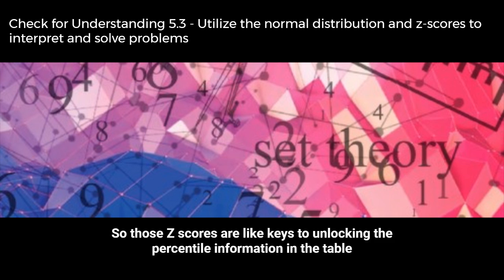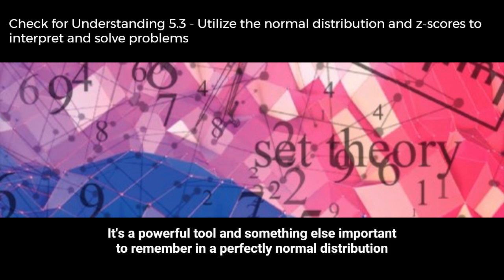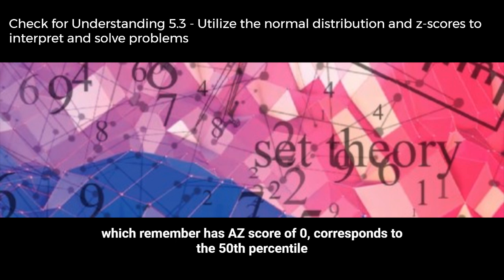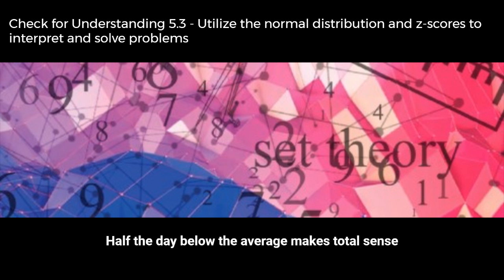Huh, so those z-scores are like keys to unlocking the percentile information in the table. Pretty cool. It's a powerful tool. And something else important to remember, in a perfectly normal distribution, the mean itself, which remember has a z-score of 0, corresponds to the 50th percentile, which makes sense, right? Half the data below the average.